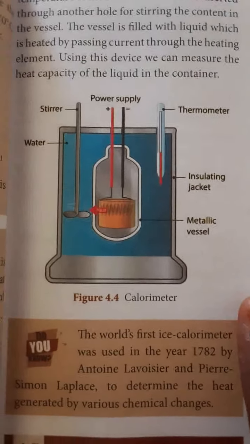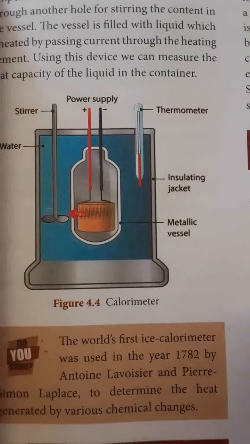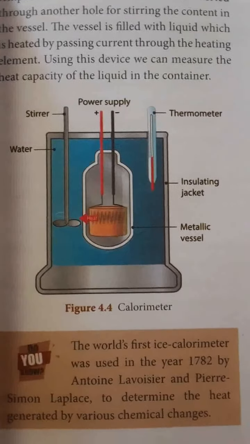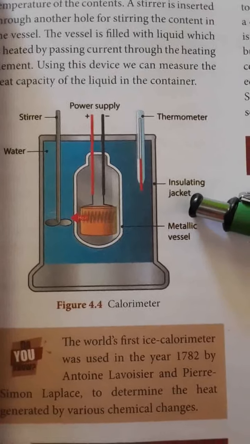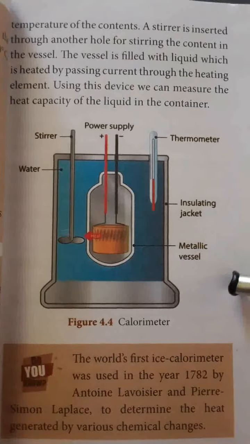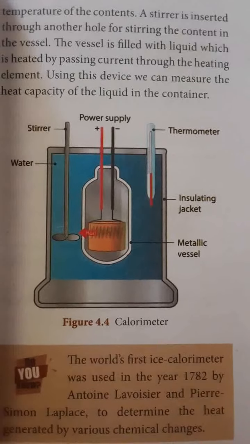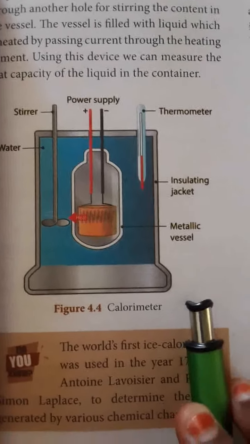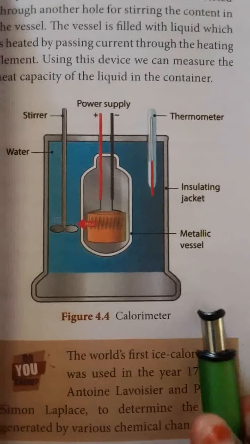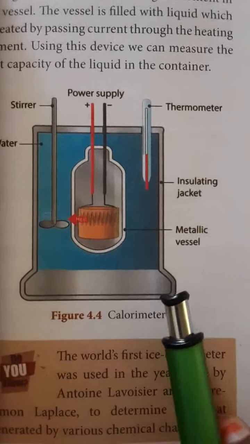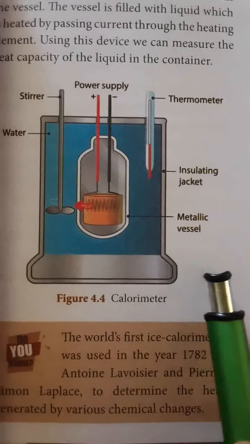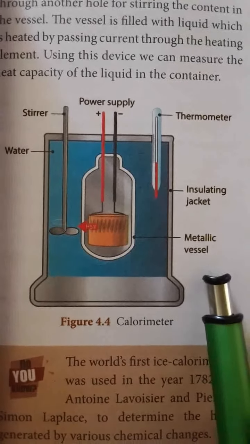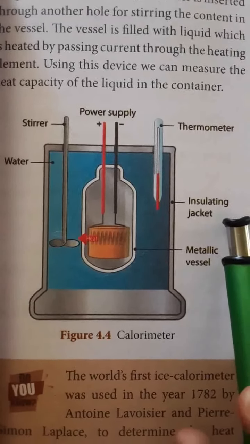So now we are going to see about the calorimeter, which is one of the applications of heat. This is the device used to measure the amount of heat gained or lost by a substance. This apparatus measures the amount of heat gained or lost by the substance, and this device is called a calorimeter. What this device consists of: a metallic vessel, then an insulating jacket.